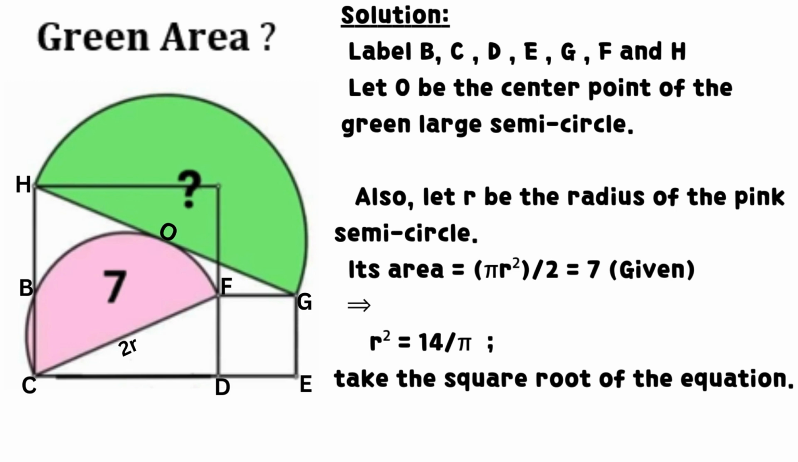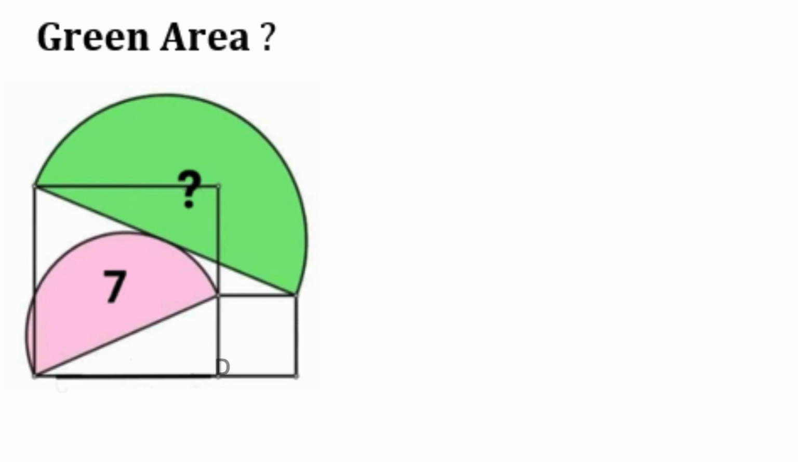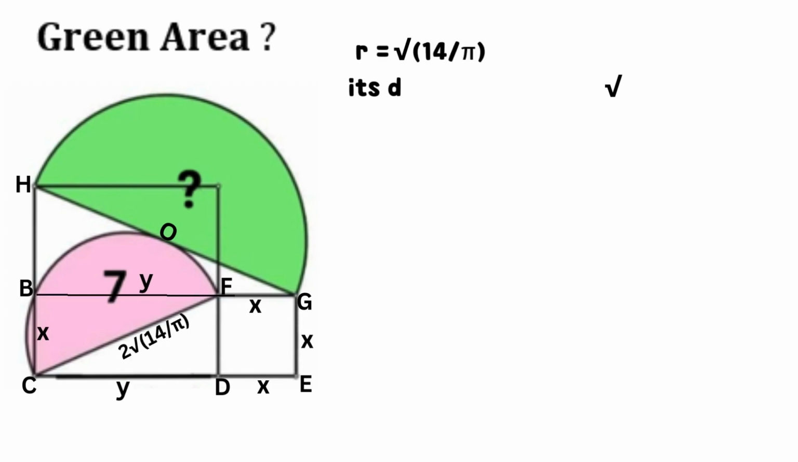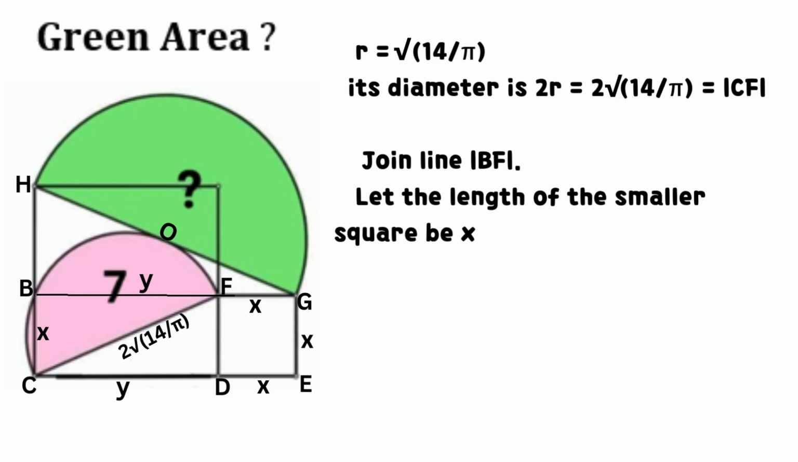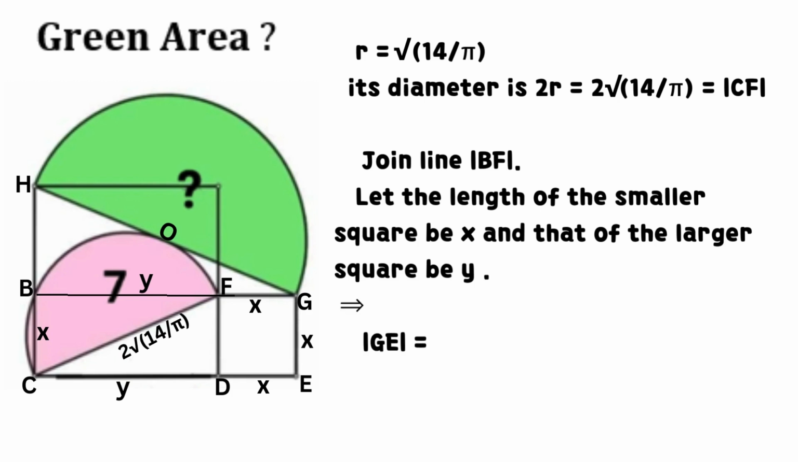Take the square root of the equation. r equals the square root of 14 divided by pi. Its diameter is 2 times r, which equals 2 times the square root of 14 divided by pi. The result equals line CF. Join line BF. Let the length of the smaller square be x and that of the larger square be y.